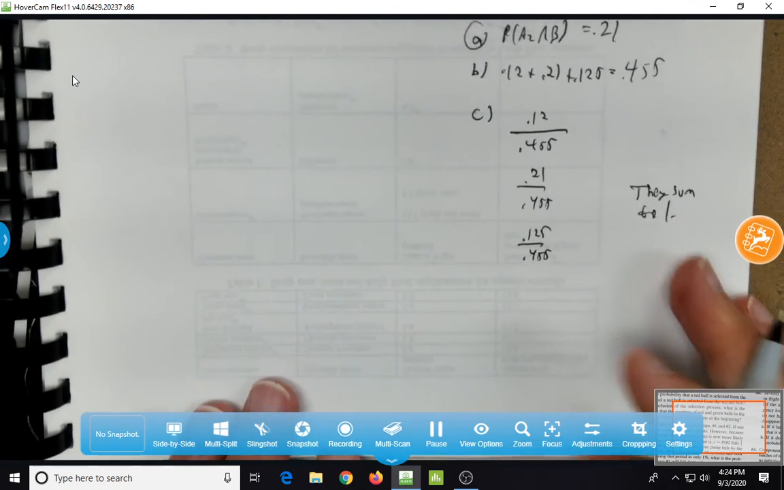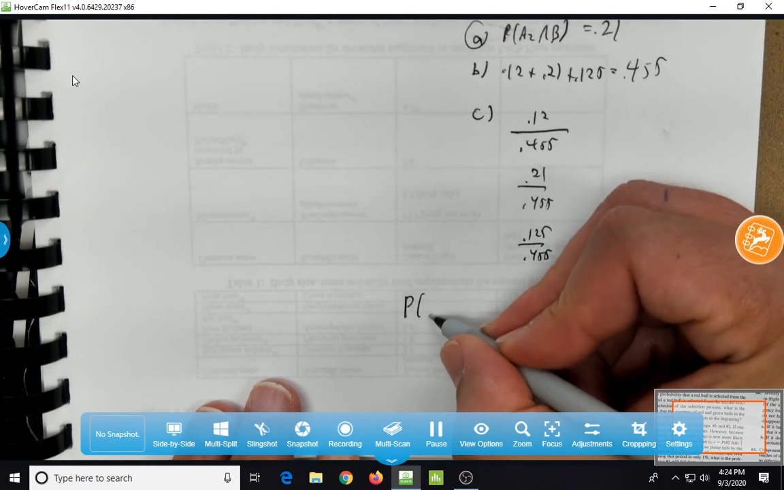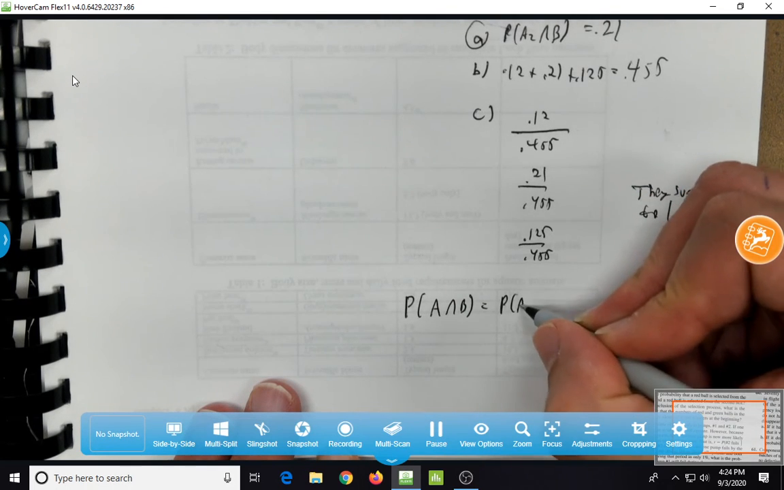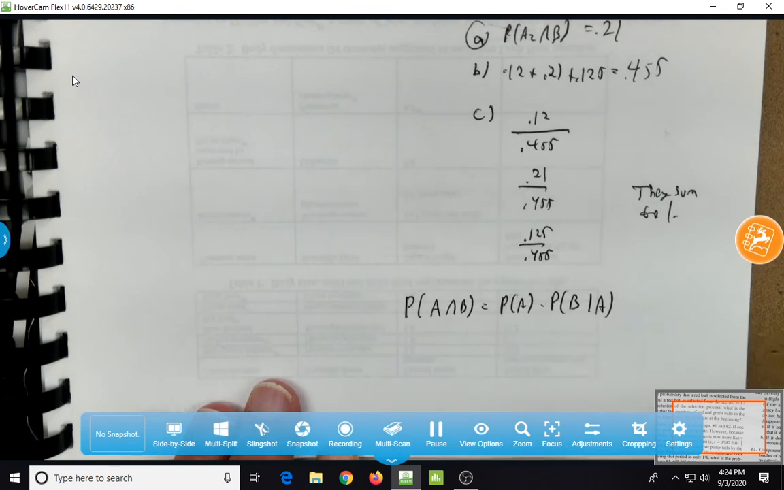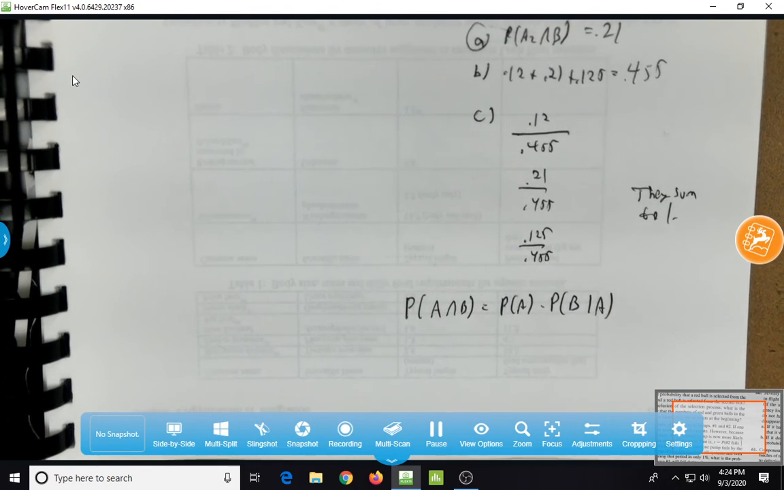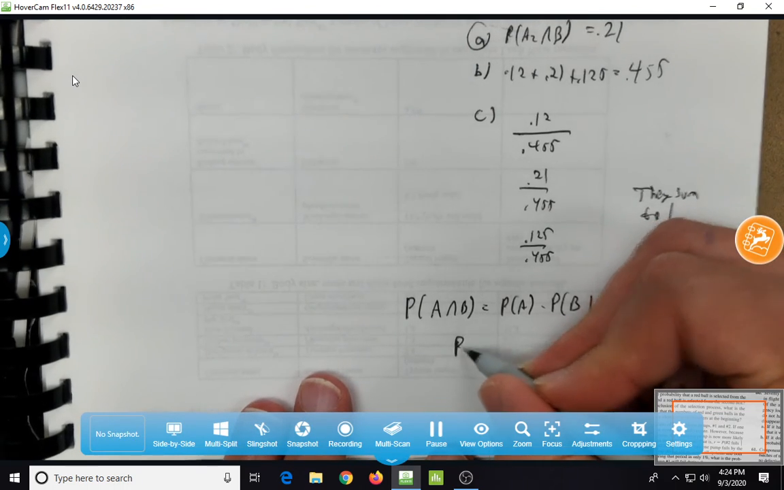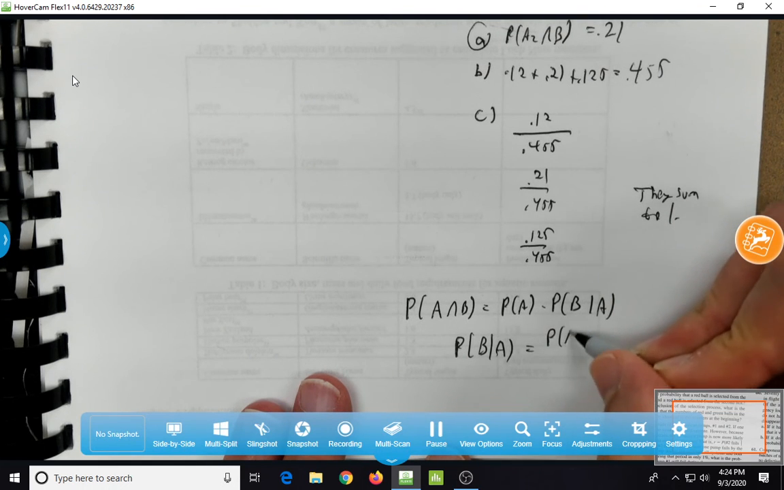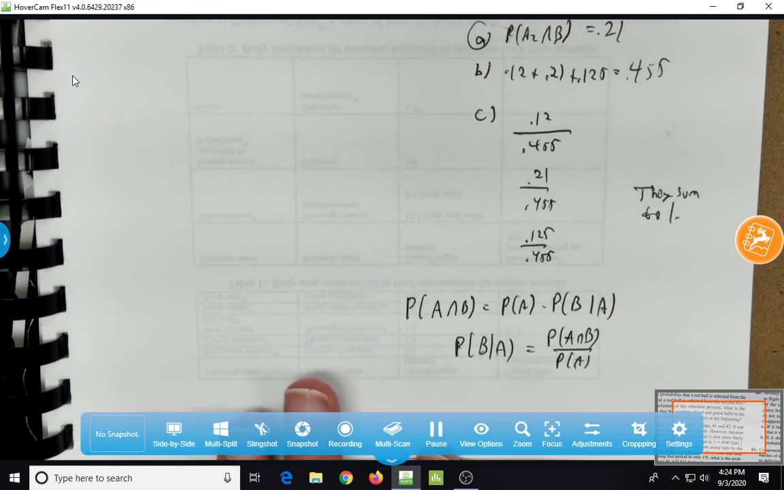So just remember, this all follows from the idea that the probability of A intersect B is equal to the probability of A times the probability of B given A. Or if you wanted to find it this way, the probability of B given A is restricting yourself to the probability of A and doing the probability of A intersect B. So I hope that helps.